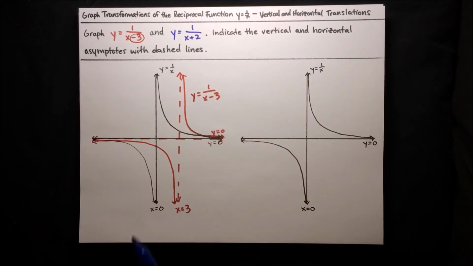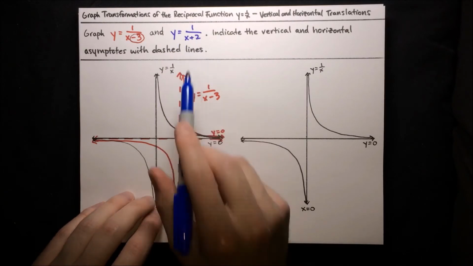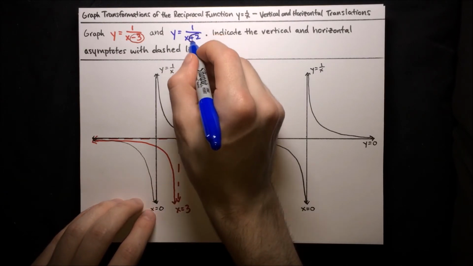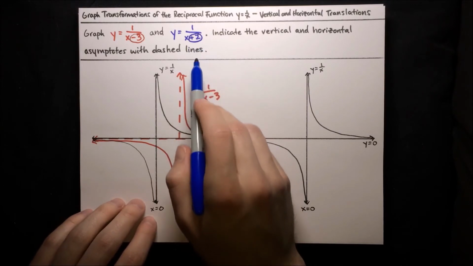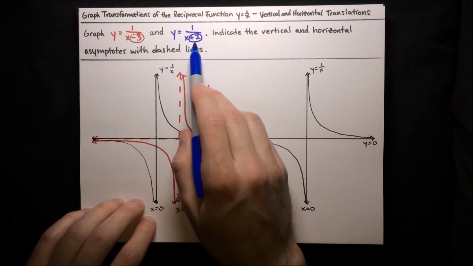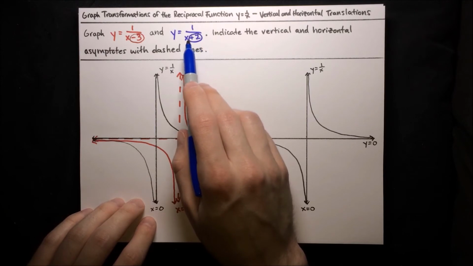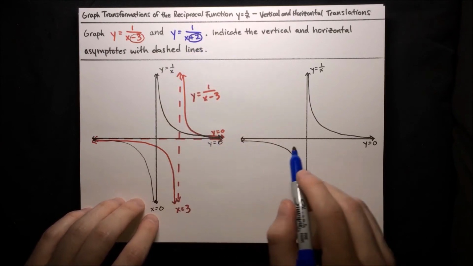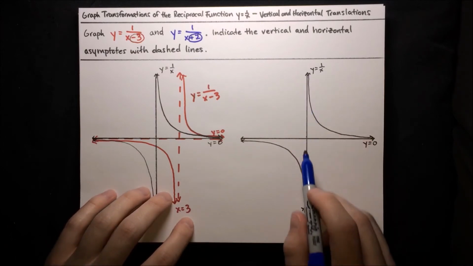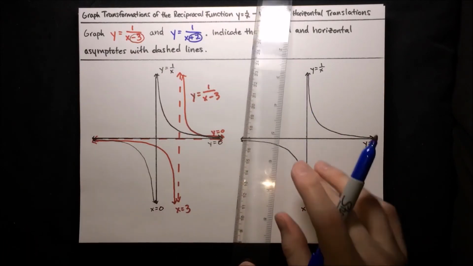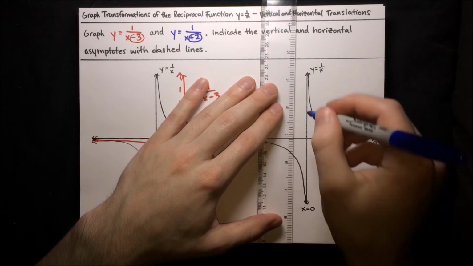The next example is y equals 1 over x plus 2. So again, this plus 2 is what is controlling the horizontal translation. And again, horizontal translations are a little counterintuitive. The plus 2 actually moves the x coordinates in the negative direction. So we're going to the left 2. So let's take our vertical asymptote and move it left 2 units. It'll be right about here.